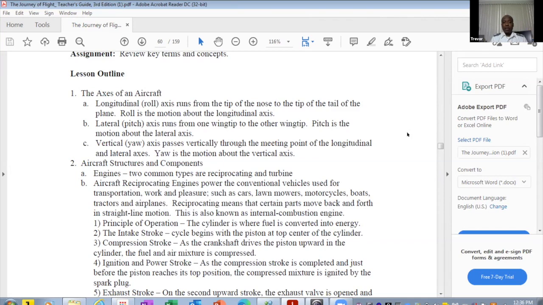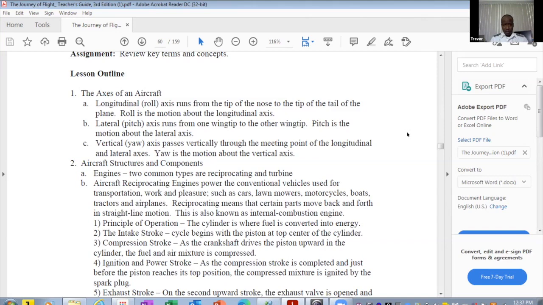Next is the lateral axis, which we call pitch. So the longitudinal is roll and the lateral is pitch. That's an imaginary line that runs from wingtip to wingtip. And when you pull the yoke towards you or push the yoke away from you, you are causing the aircraft to pitch up above the horizon, and you're causing it to pitch down below the horizon. So that is what is called the lateral axis, and movement around the lateral axis is called pitch.